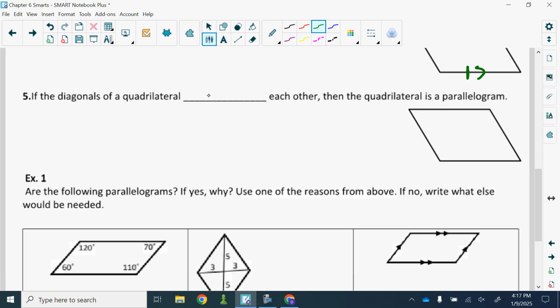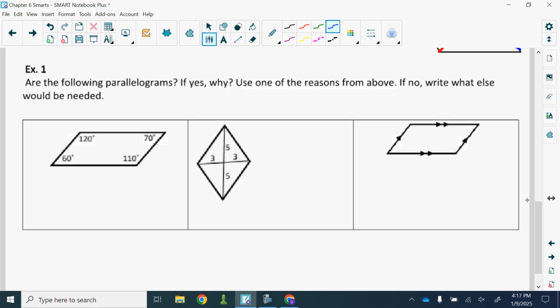Lastly, if the diagonals of a quadrilateral bisect each other, then the quadrilateral is a parallelogram. So if you have this diagonal right here, pretend that slight curve didn't happen, and this diagonal right here, and you have that this half is equal to this half, and this half is equal to this half, then you can conclude that this, in fact, is a parallelogram.